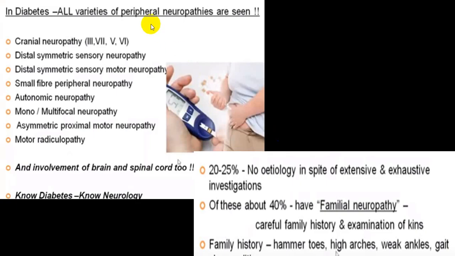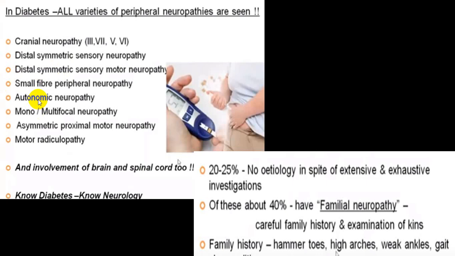Now to summarize one part of it, in diabetes you can get multiple different varieties of peripheral nerve involvement. You can have a cranial nerve involvement. You can have a distal symmetrical sensory neuropathy, which we call a polyneuropathy. Distal symmetrical sensory and motor involvement we call sensory motor neuropathy. You can have small fiber involvement, meaning the autonomic nervous system along with sensory involvement, mainly touch and temperature.